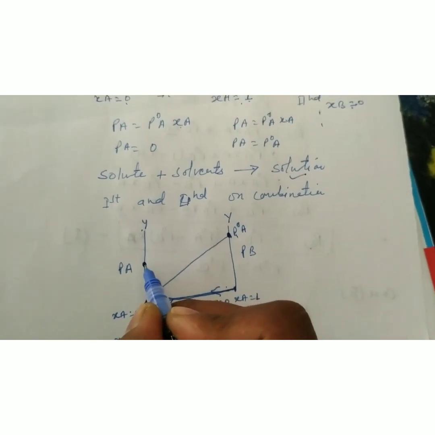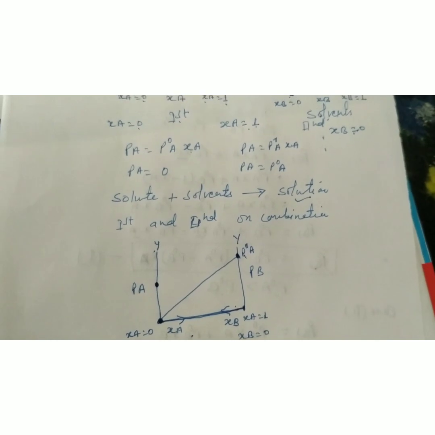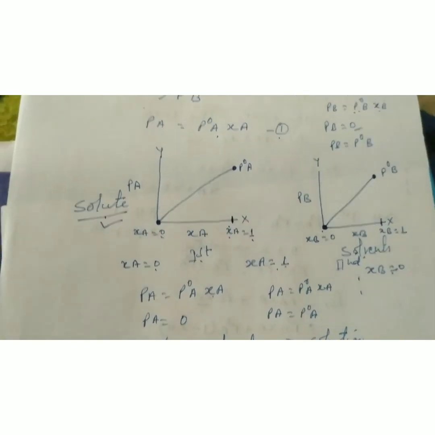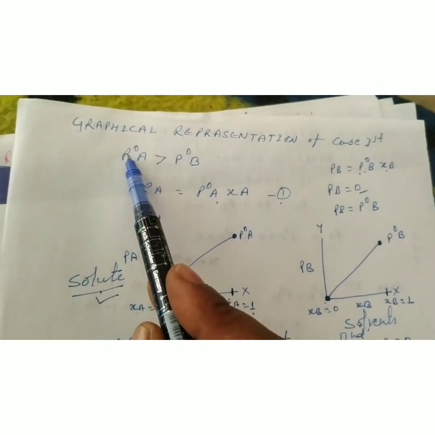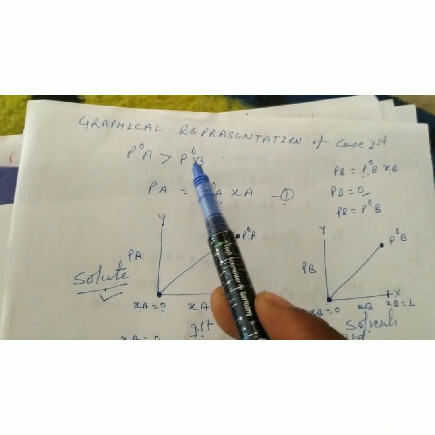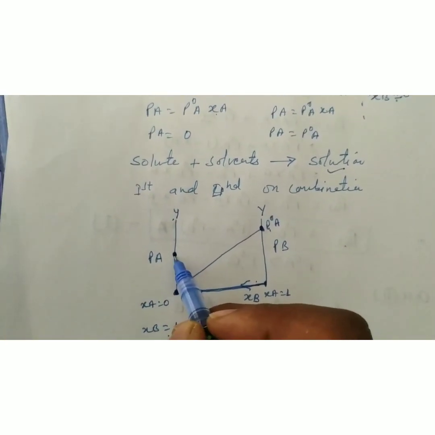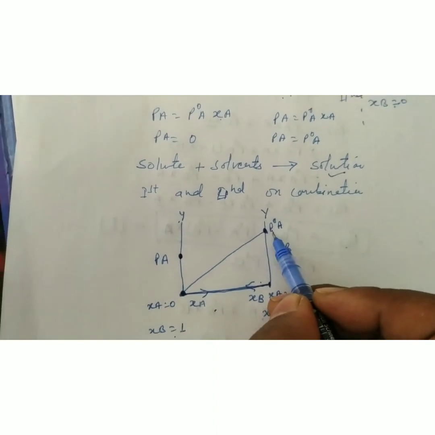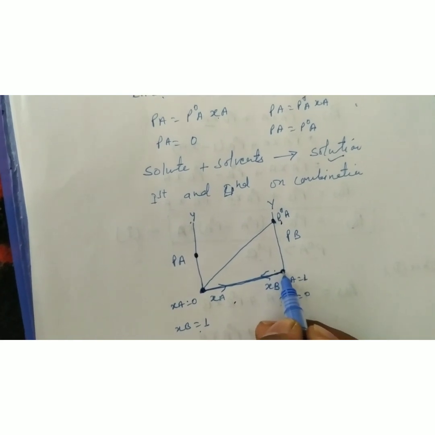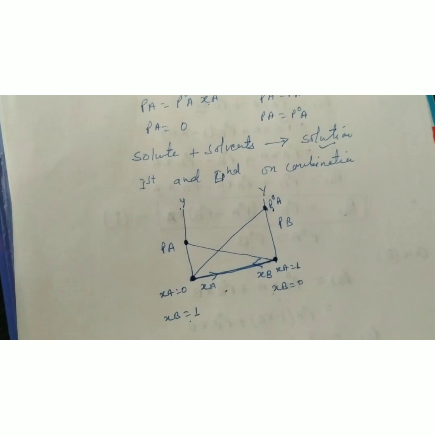Now why is P naught B lower than P naught A? Because we are studying the case when P naught A is greater than P naught B, meaning when the vapor pressure of solute is greater than the vapor pressure of solvent. Due to this, we draw P naught B, which is always lower than P naught A. This is case first. This is the origin point, this will be 0, these are the 2 points and this is the straight line.